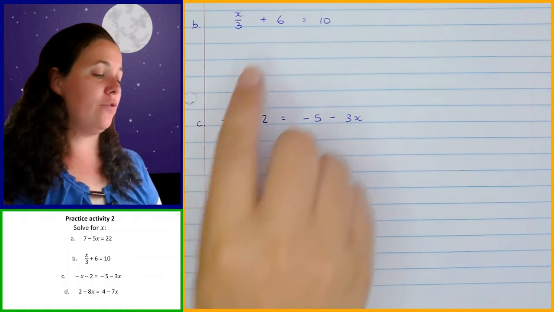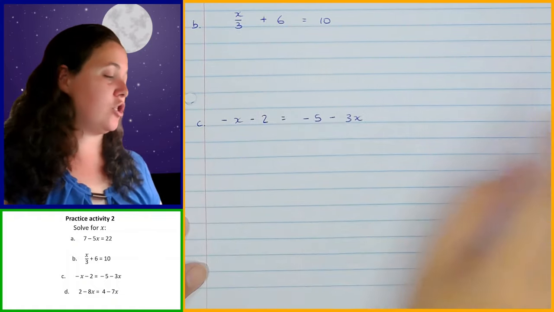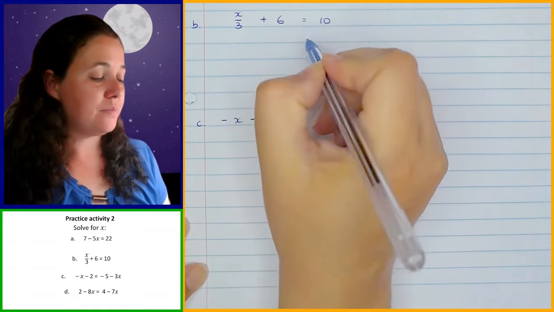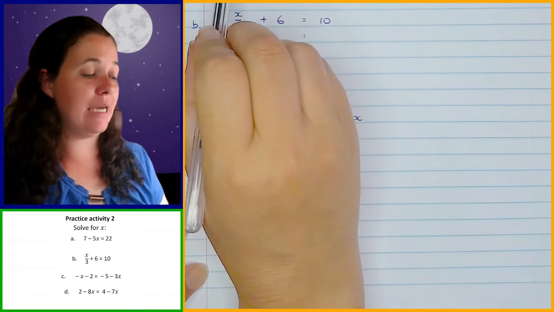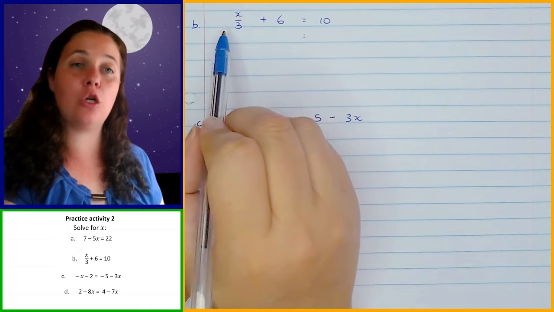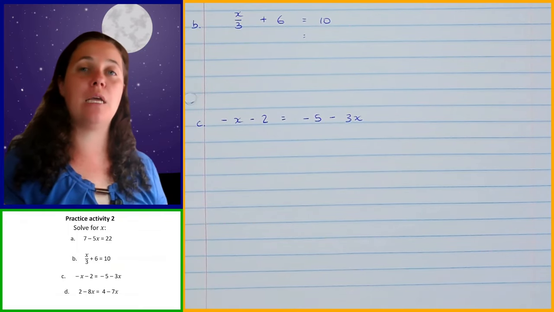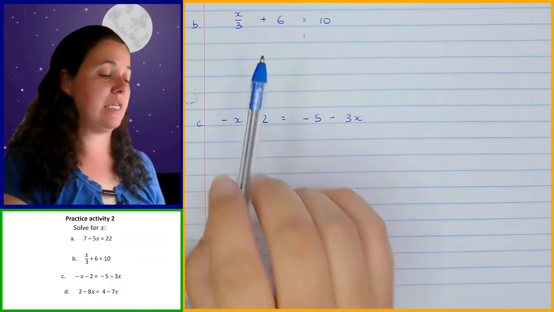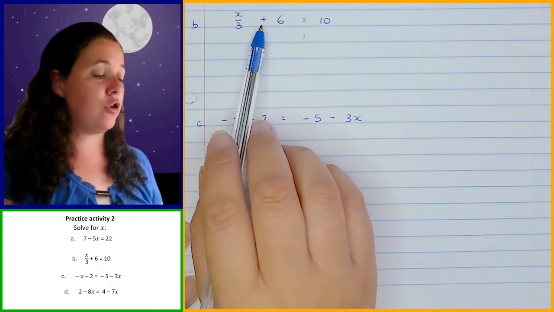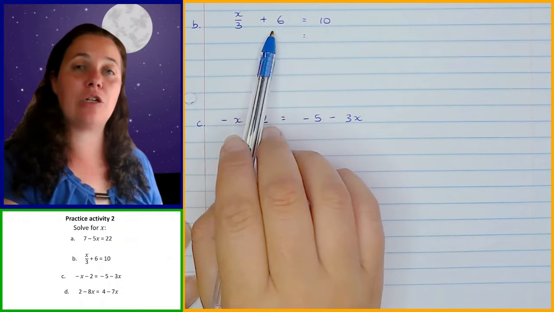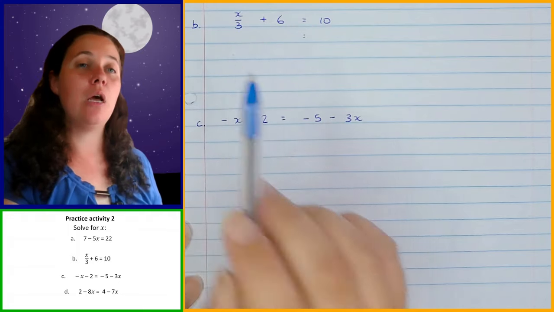We've got x over 3 plus 6 equal to 10. So first, again, just like in this one, I need to get the term that has the x in it on its own on the left-hand side, and I need to get all the constant terms, only constant terms, on the right-hand side. So to do that, I've got plus 6. I need to cancel that out by using the inverse operation, minus 6.